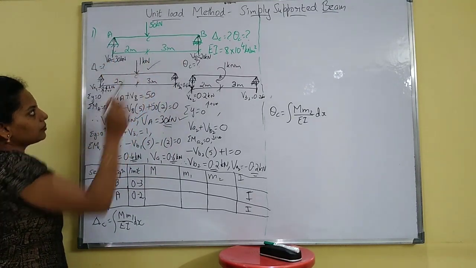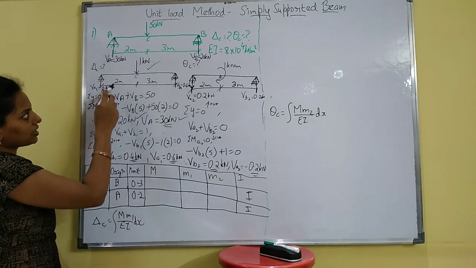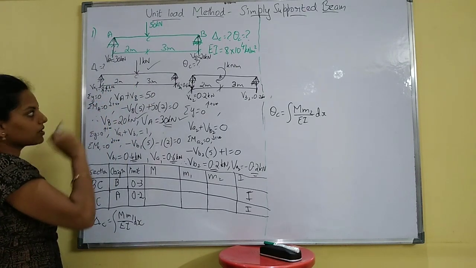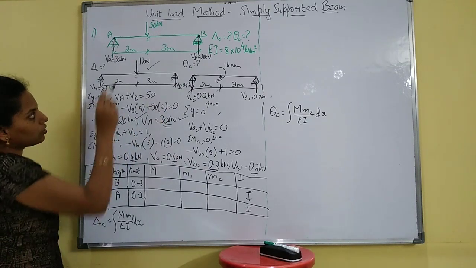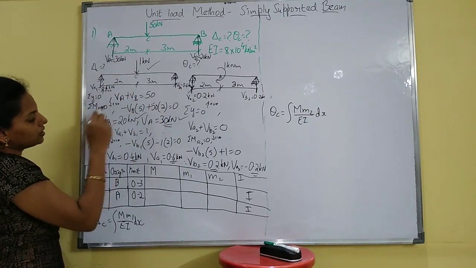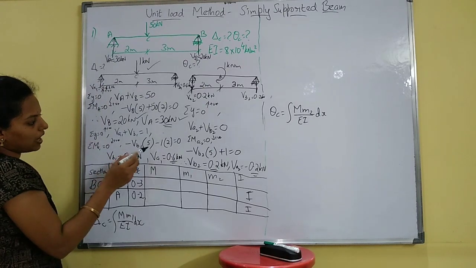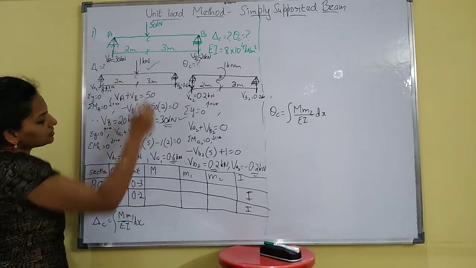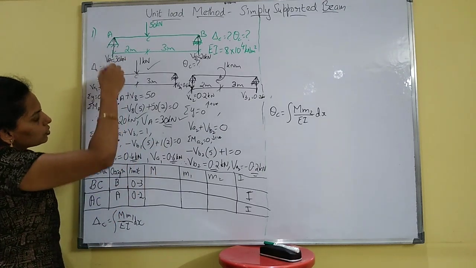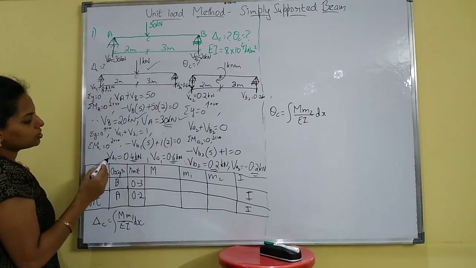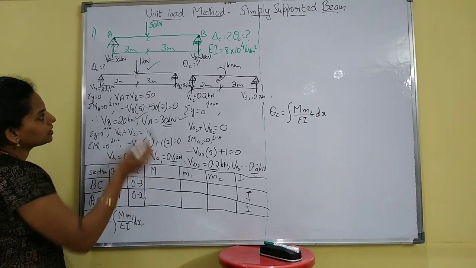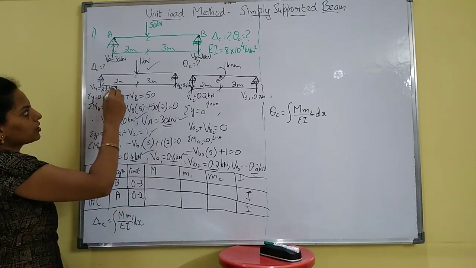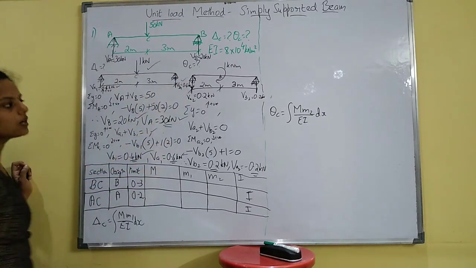Similarly for this diagram find out the reaction. Summation of y equal to 0, upward positive. Just assume VA1 and VB1. So VA1 plus VB1 equal to 1. Then moment at this point equal to 0: VB1 into 5 minus 1 into 2 equal to 0. So find VB1 and substitute back: 1 minus 0.4 is 0.6 kilonewton. So this will be 0.6, this is 0.4.